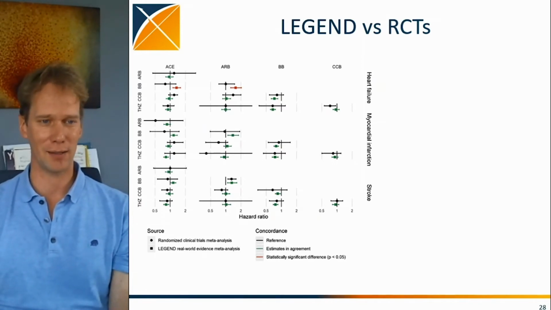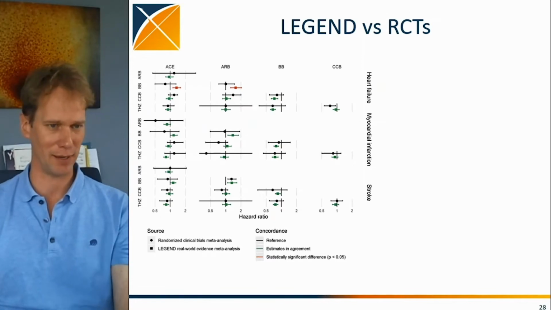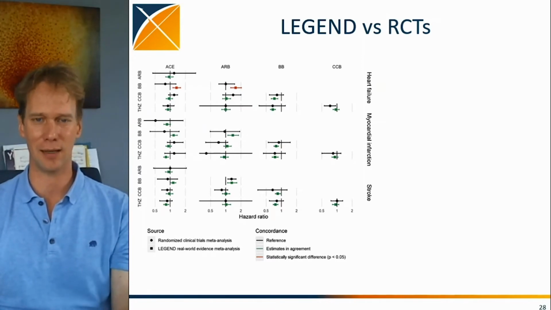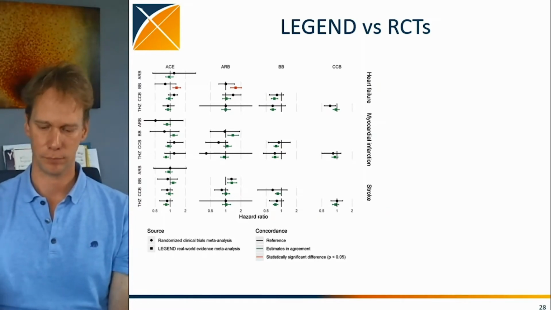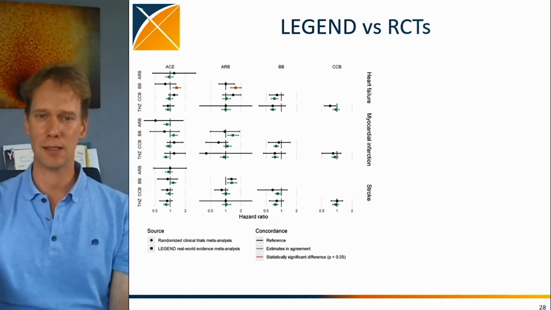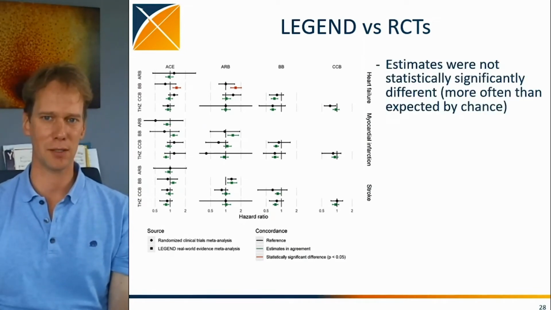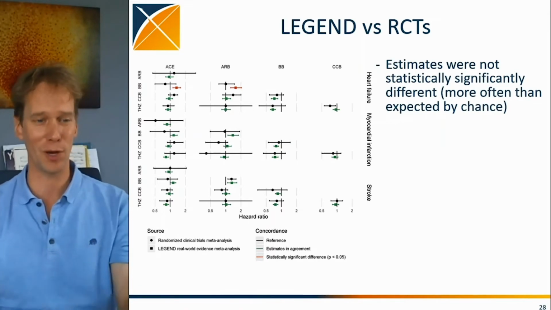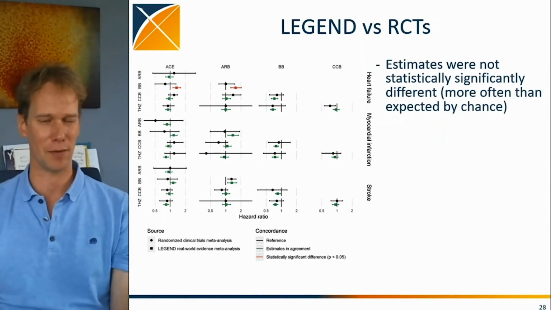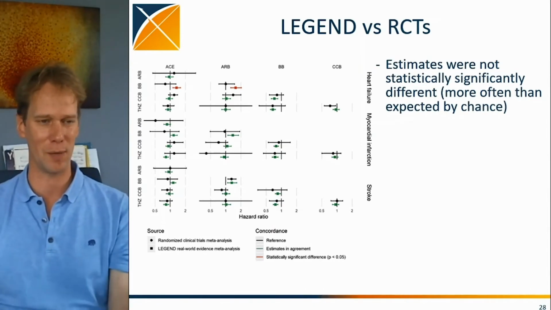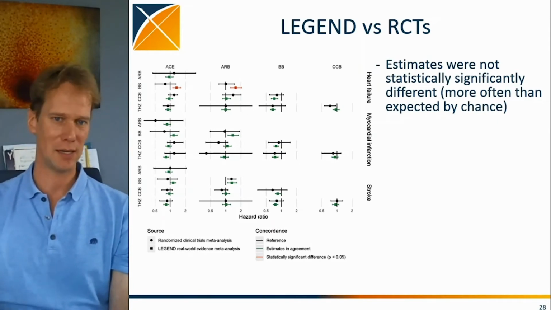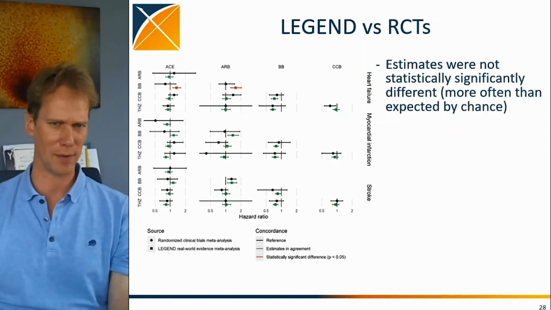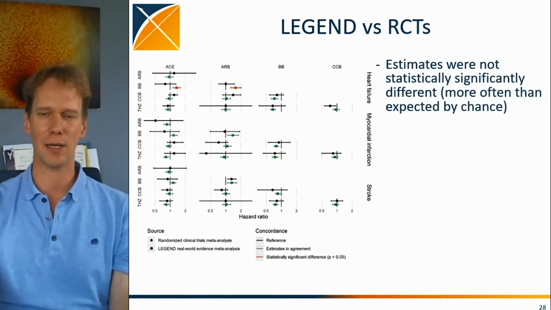Red means that there's significant disagreement between the RCT meta-analysis and the LEGEND meta-analysis. Green means that there's no significant difference. Now what we see in this is that the estimates were not statistically significantly different more often than expected by chance, because we're doing a lot of comparisons here. You would expect 5% of those comparisons to be statistically significantly different, even though there is no real difference. In this case, it's 2 out of the set, which is I think about 6%. So that's actually in line with expectation.